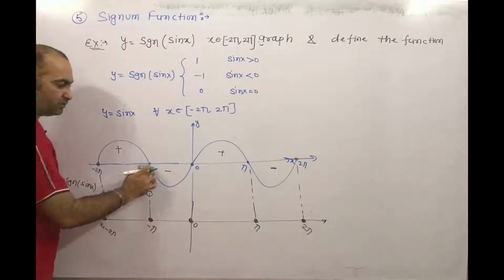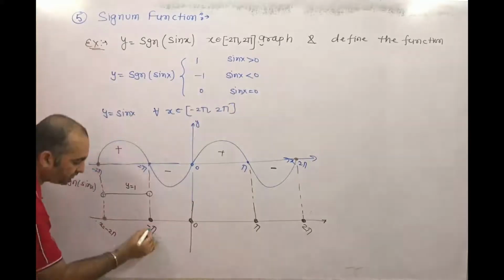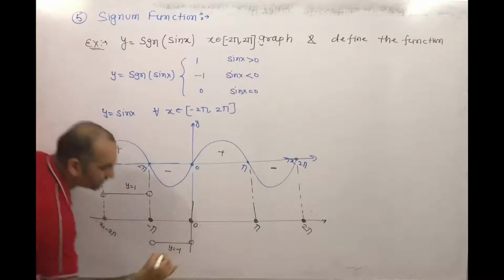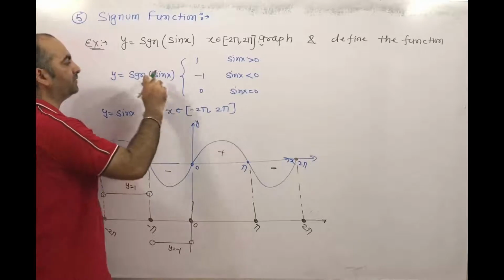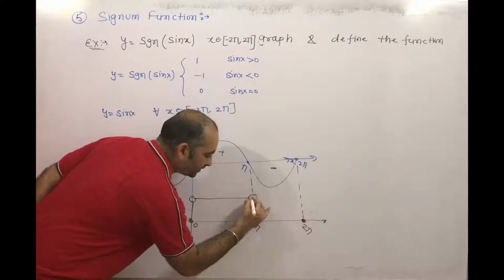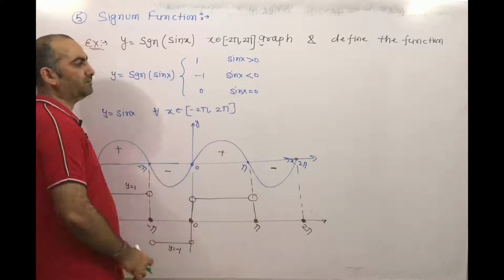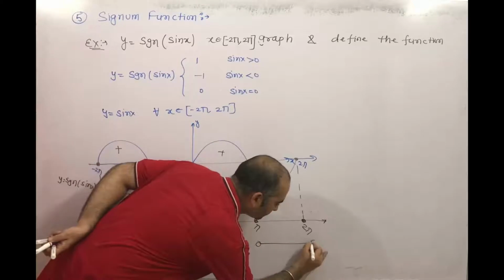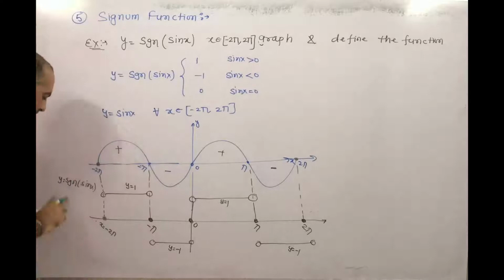Now minus pi to 0, sin x is negative, and when sin x is negative, we'll get minus 1. So here y equal to minus 1. Then 0 to pi, sin x is positive, so signum of sin x will be 1. Okay, and pi to 2 pi, sin x is negative, so signum of sin x will be minus 1. So y equal to minus 1 and y equal to 1. So this is the graph of y equal to signum of sin x.